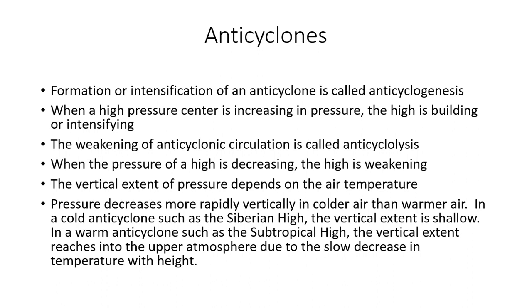In a warm anticyclone, on the other hand, such as a subtropical high, the Bermuda high or the eastern Pacific high, the vertical extent reaches far up into the upper atmosphere due to the slow decrease in temperature with height. Temperatures are going to cool much less rapidly with height in association with a subtropical high.